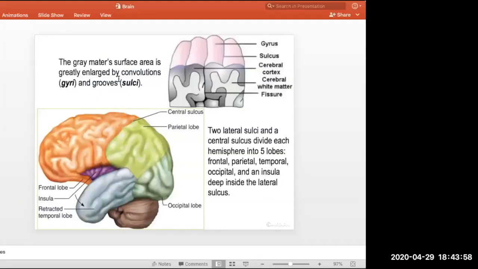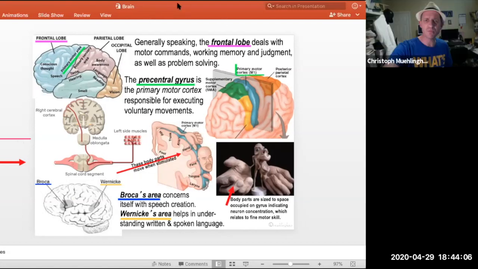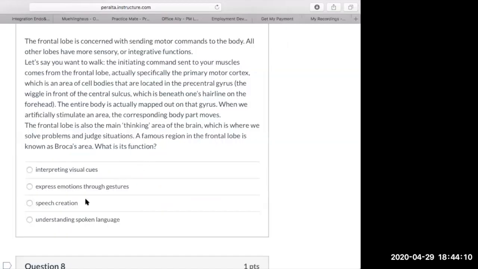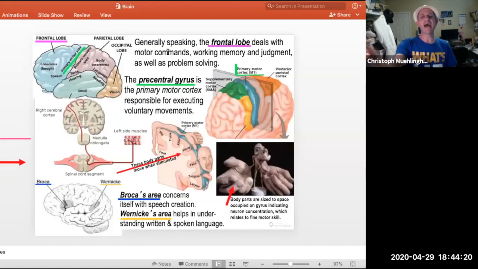That was number 7, right? I thought it was... wait. Yeah, it's not, Ebony. It's making language. I put the speech creation. And it is speech creation. Oh, sorry, yeah. It's speech creation. So I put Broca's there because that's the big one right here, speech creation.